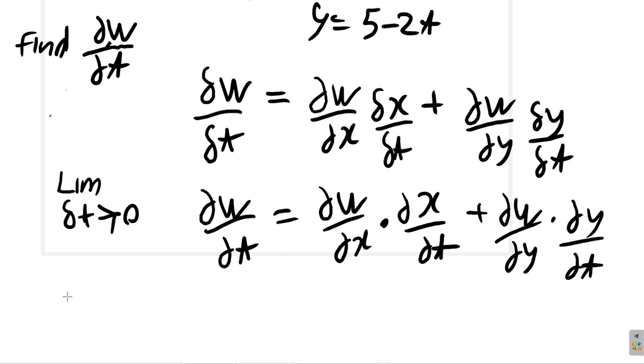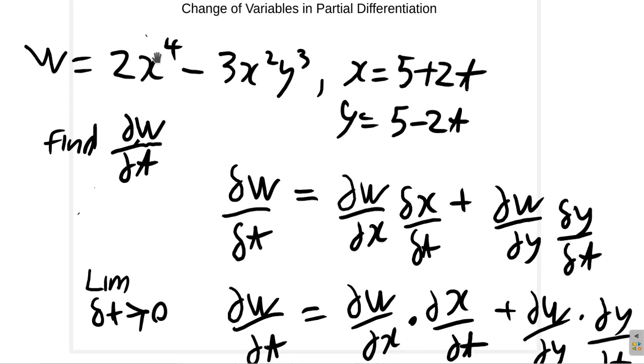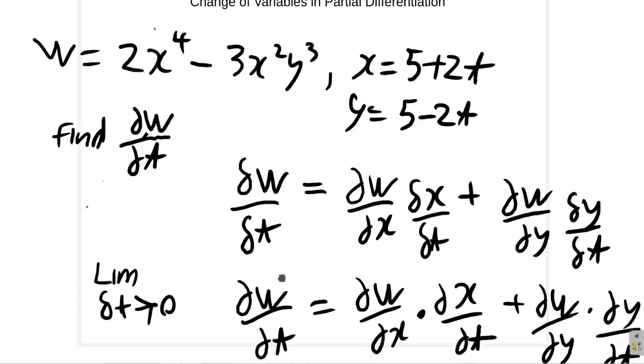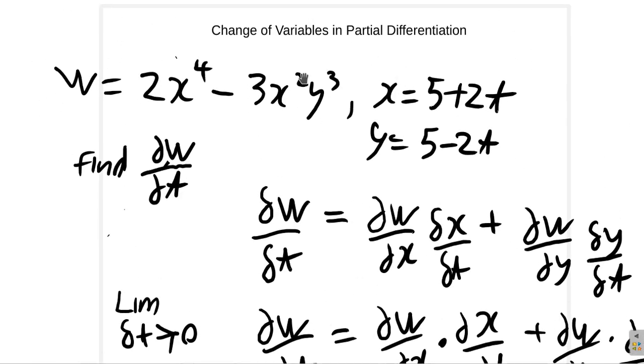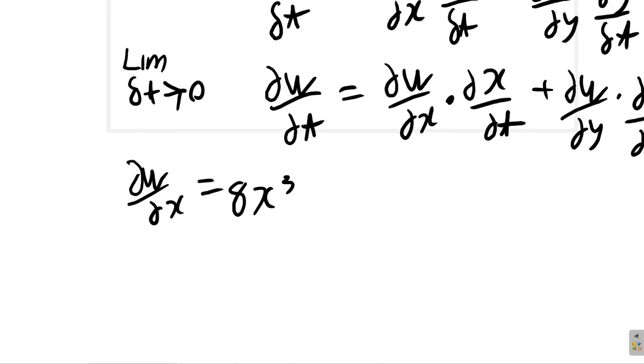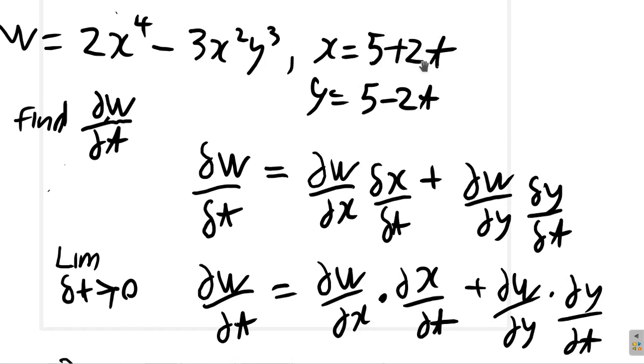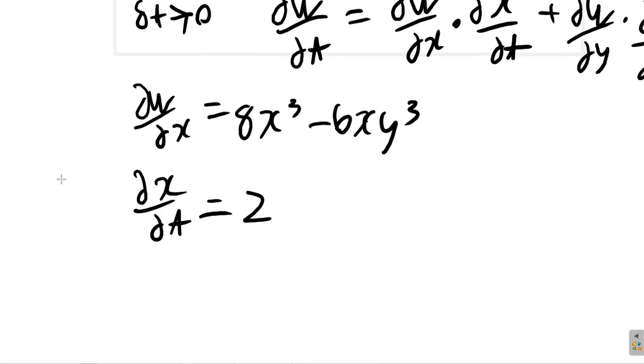But anyway, let's find each derivative. Let's find ∂w/∂x first. ∂w/∂x is going to be 2 times 4 is 8x to the power of 3, minus 3 times 2 is 6xy cubed. Now ∂x/∂t, what is it? We have x equal to 5 plus 2t, so ∂x/∂t would be 2.